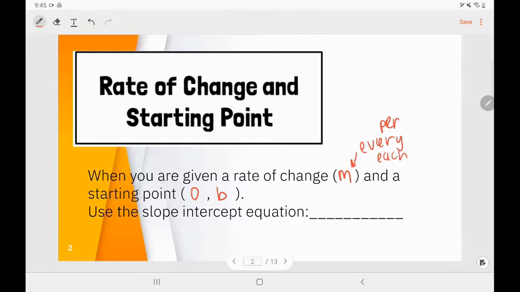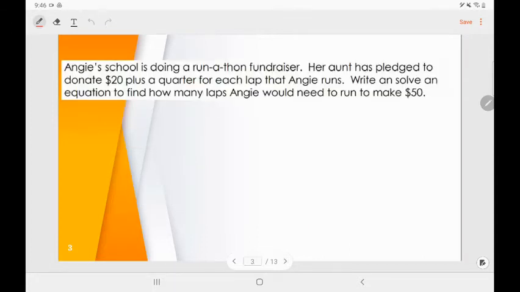They might say Johnny starts with $10 in his bank account, or it might say that the initial fee is $30, etc. So the equation that I'm going to use is just slope-intercept form, which is y equals mx plus b. I can just plug in my m because I know it from here, and I can plug in my b. And there's no extra steps. That's all I have to do. So let's go ahead and look at an example.